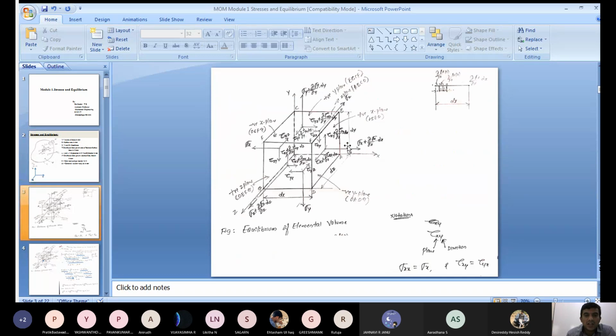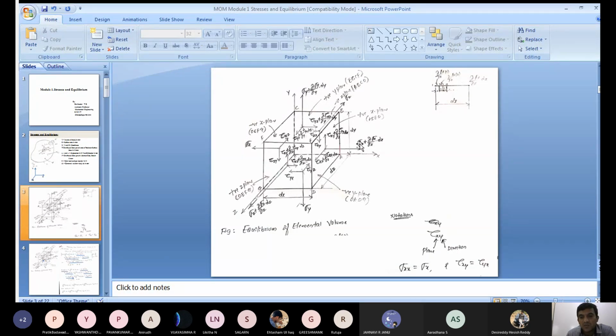Now we'll consider a cube. Once you pass an arbitrary cutting plane over the three-dimensional body, we get a three-dimensional element. That is called a three-dimensional element, that is a cube. Now what stresses are acting on the cube here? Remember that these are called stress components.